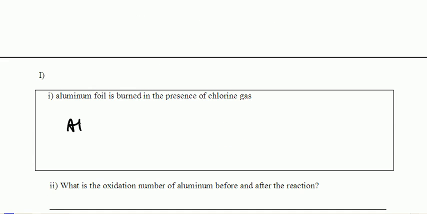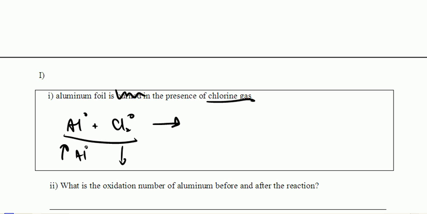Aluminum foil, Al0, is burned in the presence of chlorine gas. I know it's tempting to write O2 when you see burned, but they gave you the fact that they're burning it in chlorine gas. So I wrote my reactants. I do not see any ions. I see two neutral atoms, so I'm going to do an up and a down. Al is going to go to 3+. Cl is going to go down to minus. I'm going to get AlCl3, and I'm going to have to balance it.